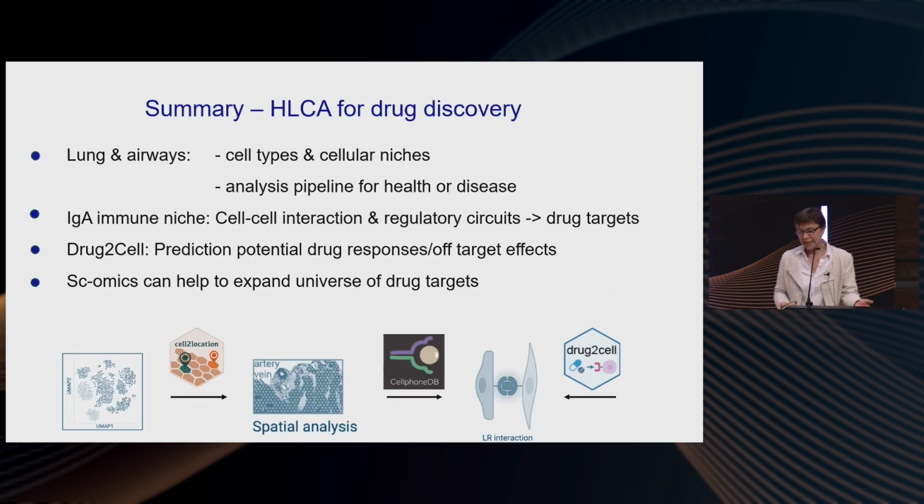I've showed you the data that we've generated for the lung and the airways. We've defined cell types and cellular niches, and in doing so, we've really set up a computational pipeline that helps us to identify these cellular niches and how they work in health and disease, and hopefully that's translatable.